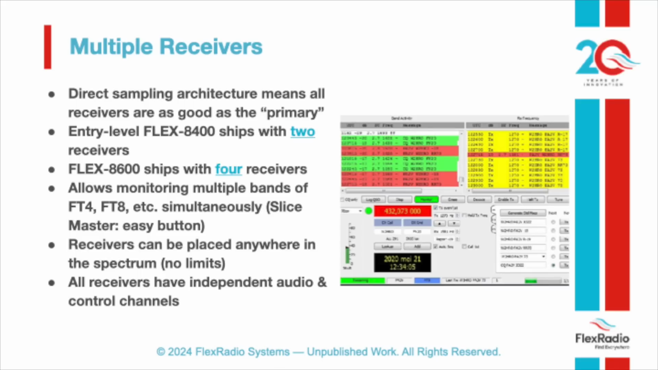Because of the way the architecture is geared and we have all of HF in the radio, each one of the receivers that we give you can be placed anywhere. Some other radios have restrictions, like the receiver has to be placed within 36 kilohertz of another one, and we don't have any restrictions like that.